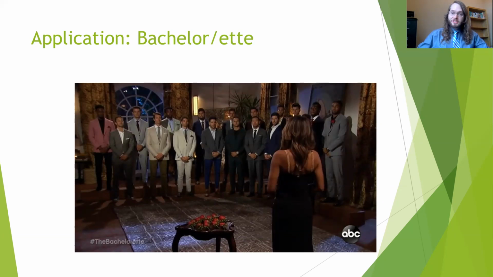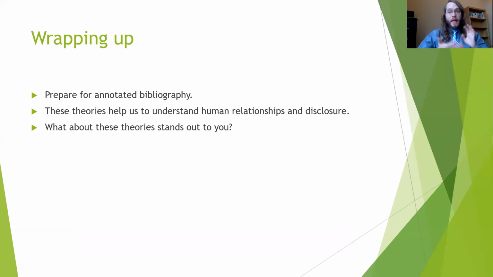So, as you could probably imagine, this theory has some critique, and rather than showing it here, I'm going to ask you to explore some of the critiques of this theory for this week's activity. So to wrap things up for the week, as mentioned, you have your annotated bibliography due the third week of the term. These theories that we've talked about help us to understand our human relationships and the ways that we choose to disclose and get to know one another better. And as you're working through these chapters and thinking through these theories, you might think about what stands out to you about the assumptions or approach or application that these theories might have to our relationships.